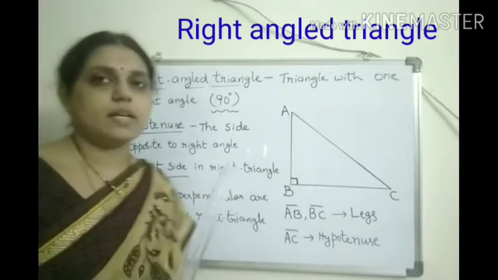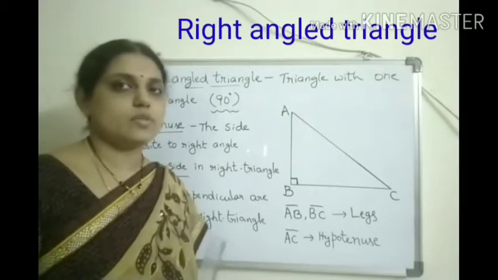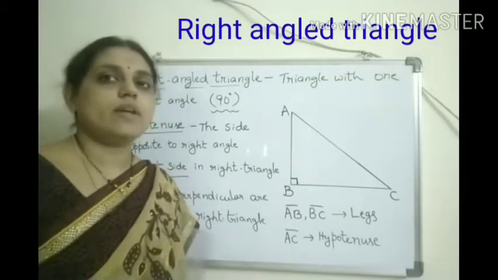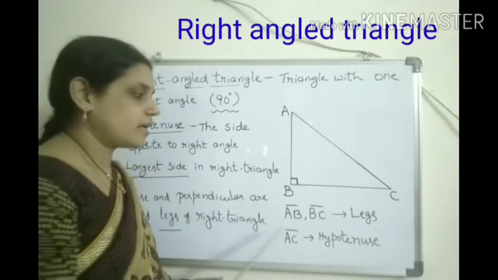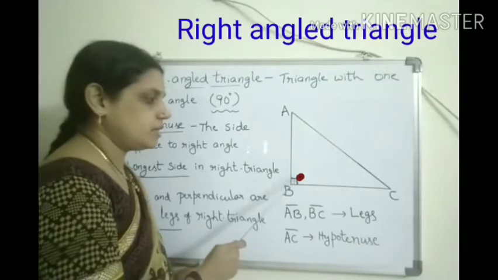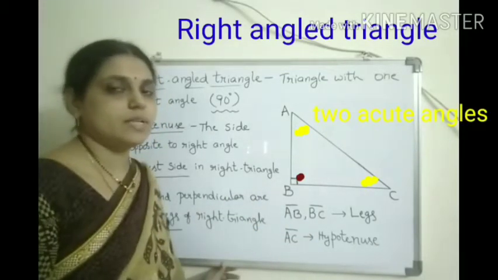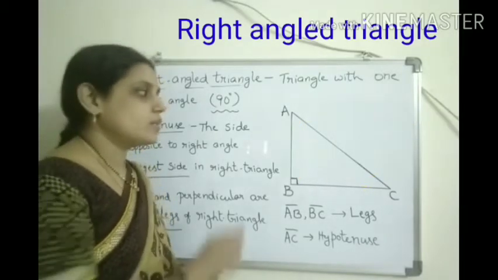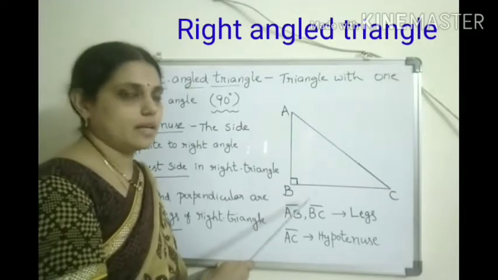So any triangle can have only one right angle. A triangle cannot have two right angles. Otherwise, a triangle cannot have one right angle and one obtuse angle also. Definitely in a right angle triangle, one right angle will be there and the other two are acute angles, means less than 90 degrees. So a triangle with one right angle is called right angle triangle.